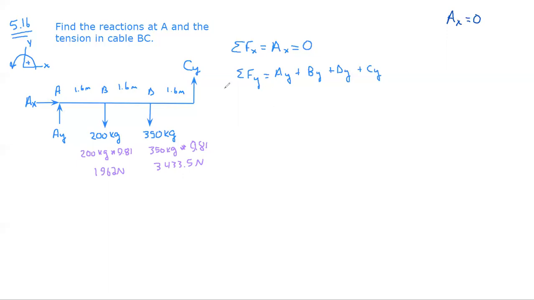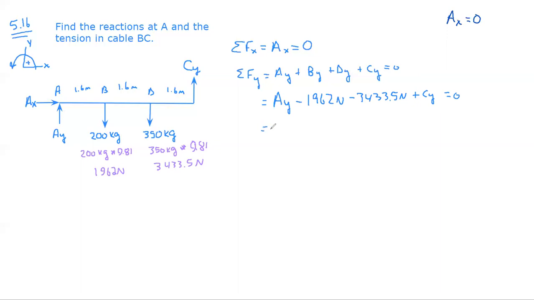All right, we've got the masses converted to newtons. So let's fill in our equilibrium equation. There's no value for AY. BY will be negative because the weight is pulling down. Notice I have that on my free body diagram. So AY minus 1,962 newtons, minus 3,433.5 newtons, plus CY. That whole thing is equal to 0.